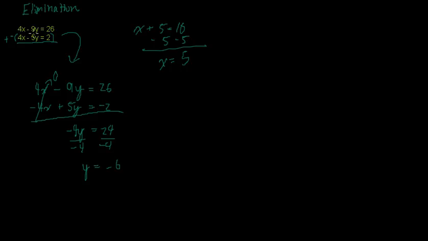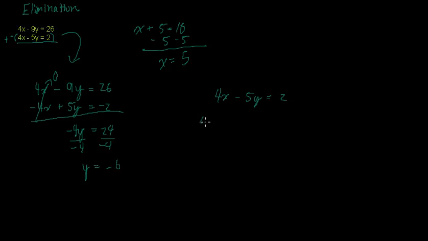We can choose either one of these equations, but for simplicity, I want to choose the one that equals the lesser value, because I want to save time by not having to deal with this big number 26. So we have 4x minus 5y is equal to 2. Now what I do is I substitute negative 6 in for y.